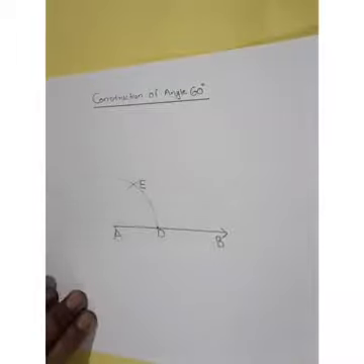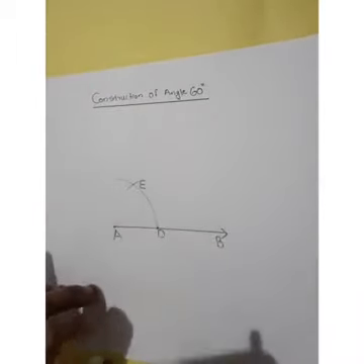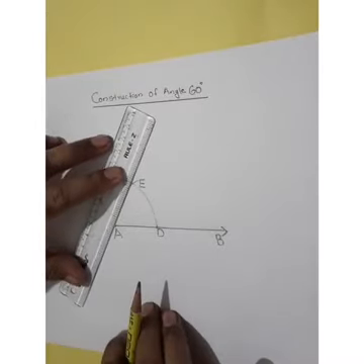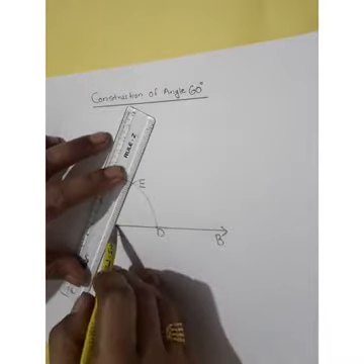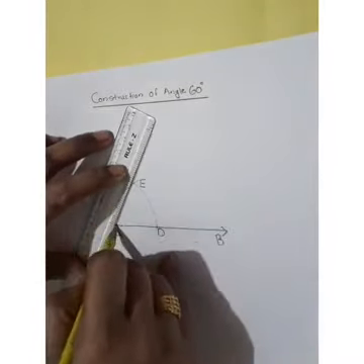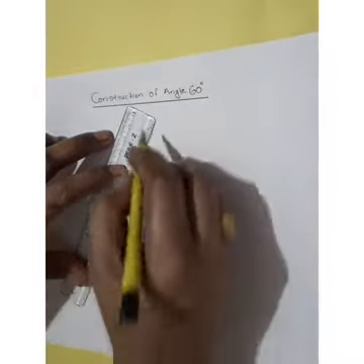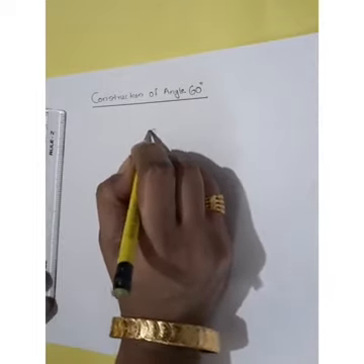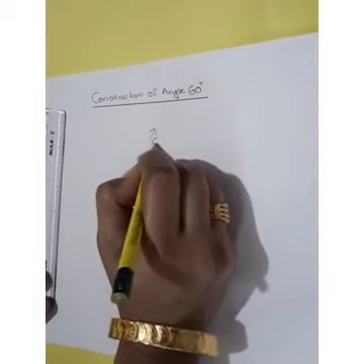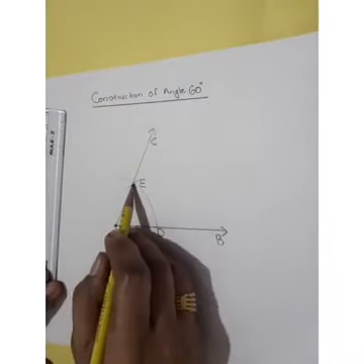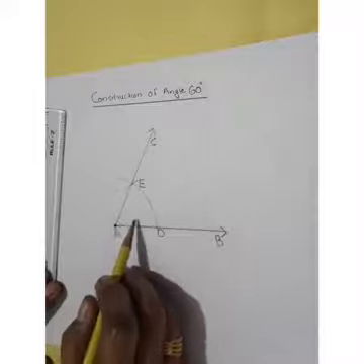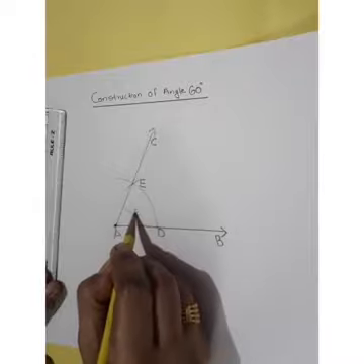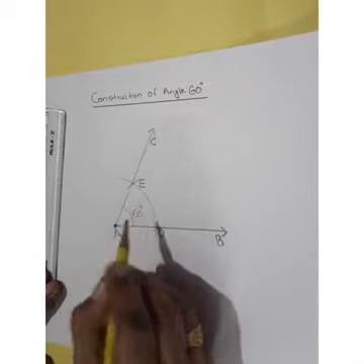Then, join A and E and draw a ray. From A, we need to draw a ray AC which passes through that point E. So, draw a ray AC which passes through this point E from the point A, and this angle measurement will be 60 degrees.